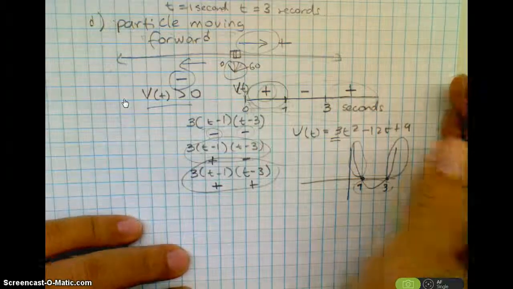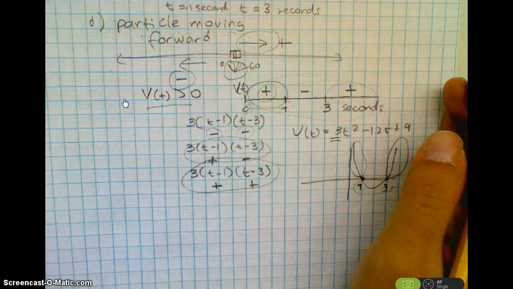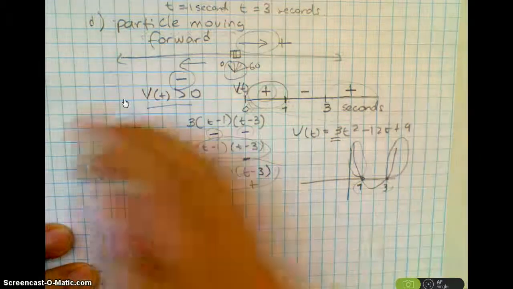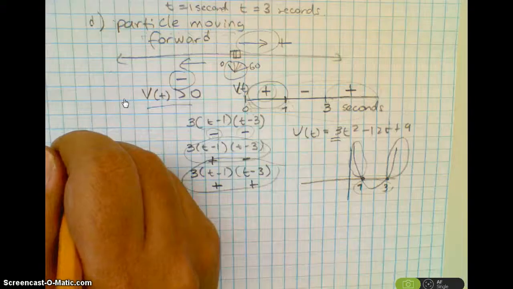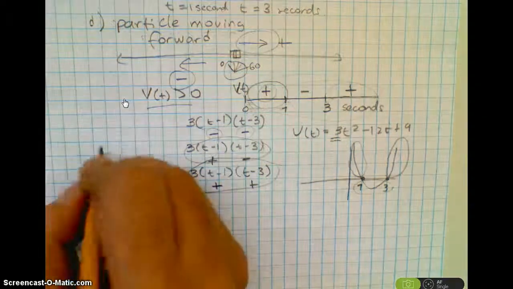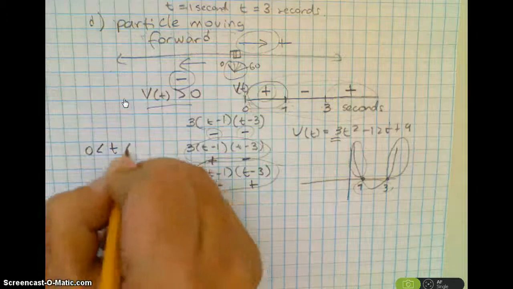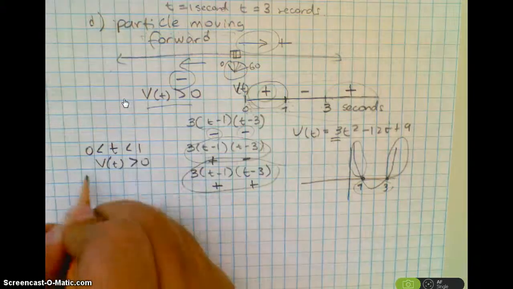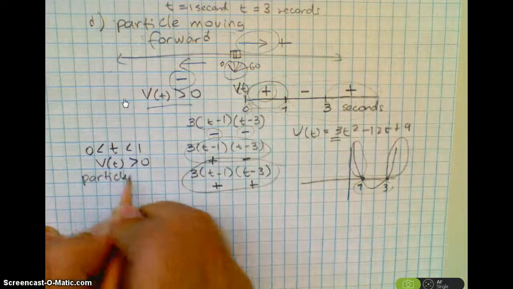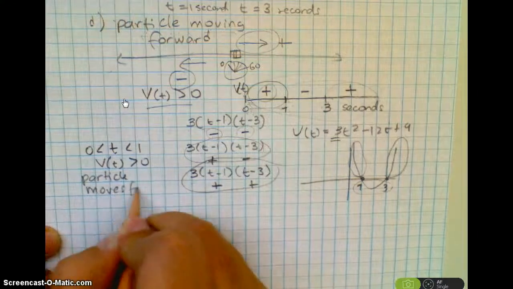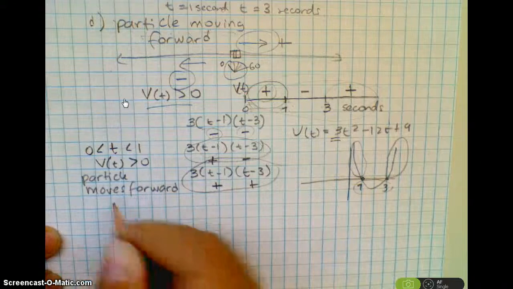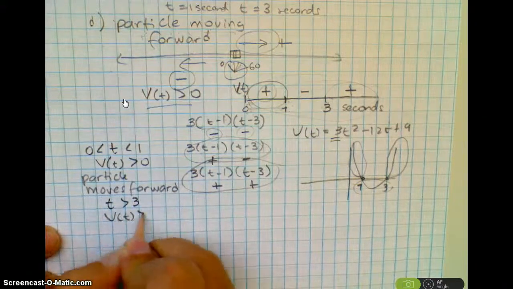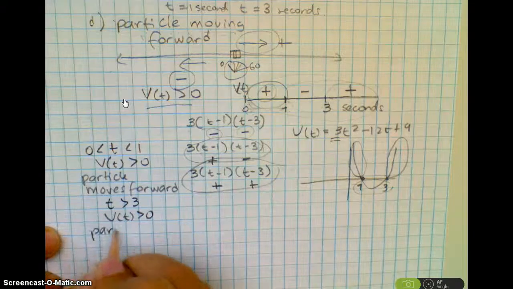So formally, how do I write that? Let me see. Okay, I can say for t between 0 and 1 the velocity is positive, so the particle moves forward. And for t bigger than 3, v of t is also positive, and the particle moves forward.